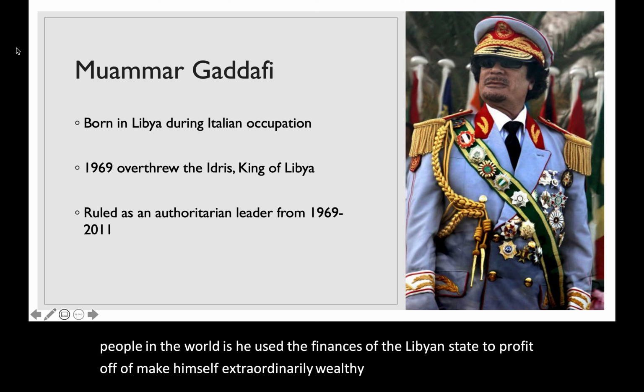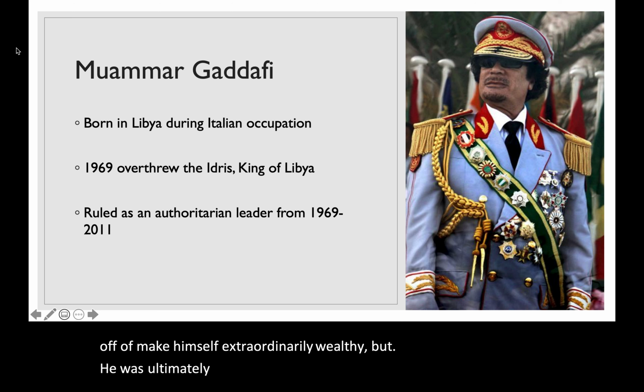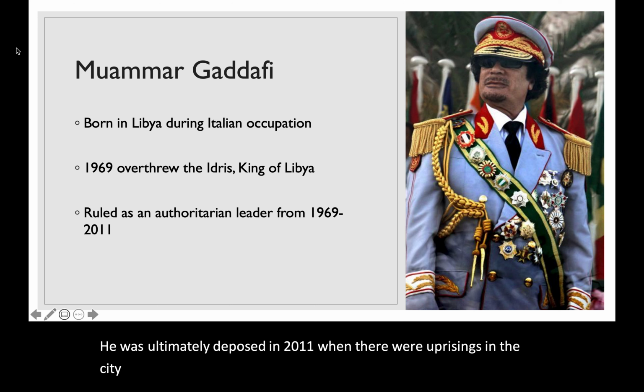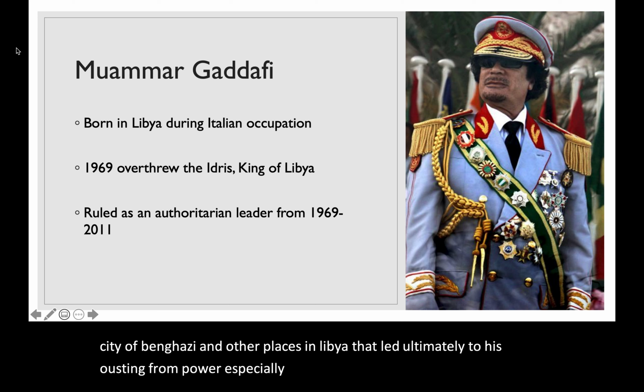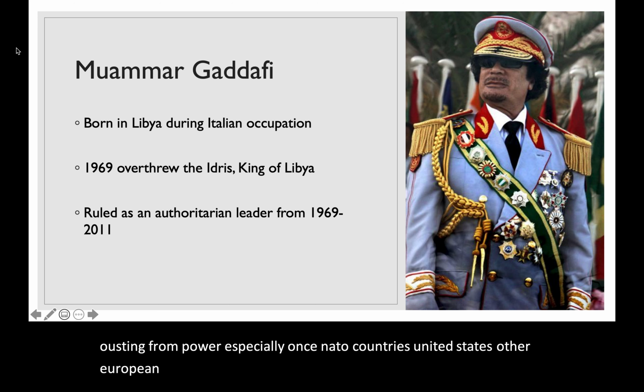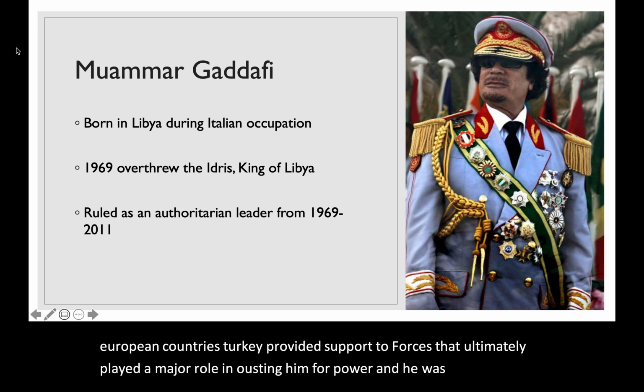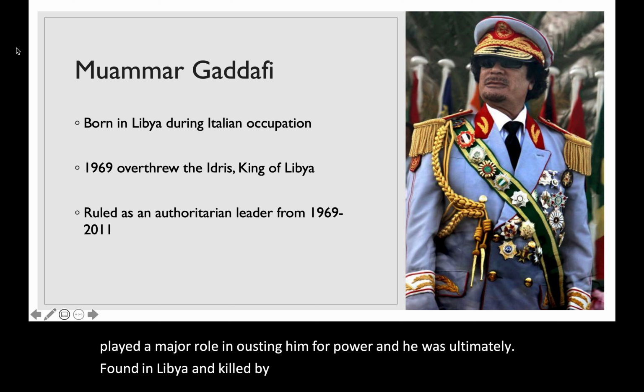But he was ultimately deposed in 2011 when there were uprisings in the city of Benghazi and other places in Libya that led to his ousting from power, especially once NATO countries, the United States, other European countries, and Turkey provided support to the forces that played a major role in ousting him. He was ultimately found in Libya and killed by Libyan citizens. And this really ended his authoritarian regime.